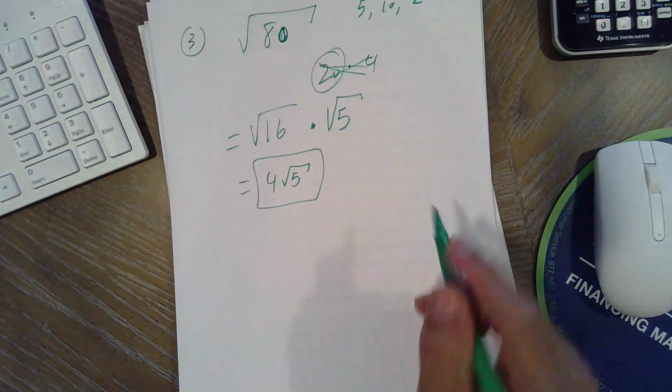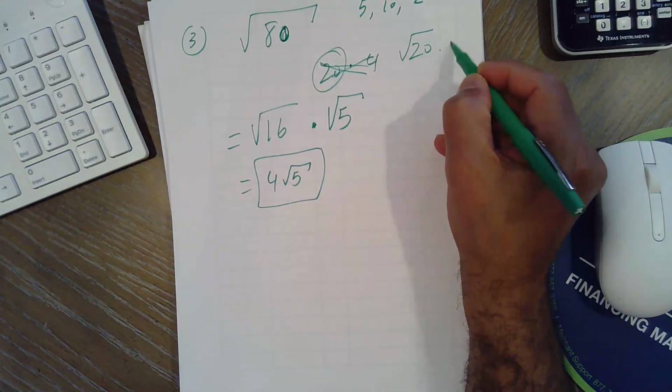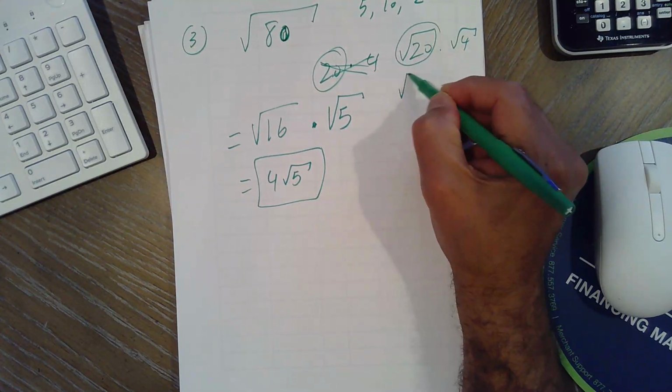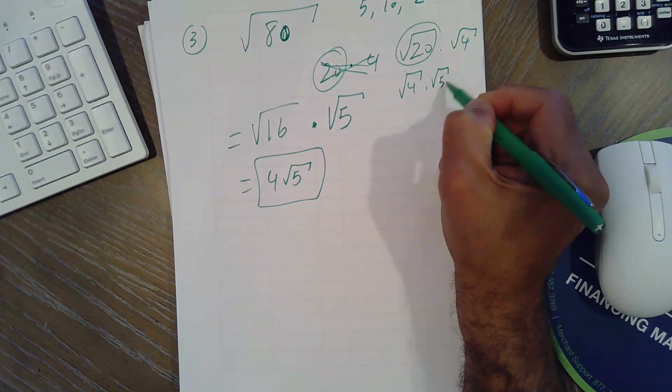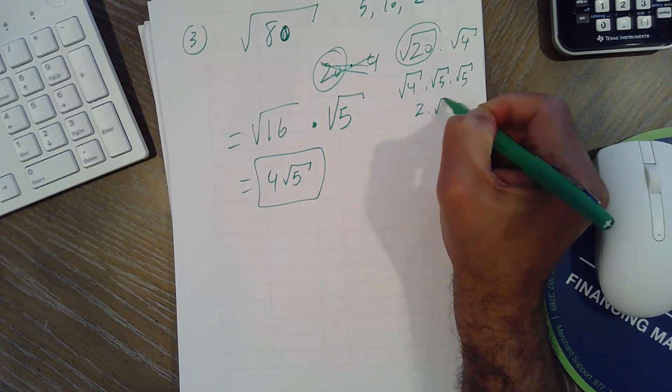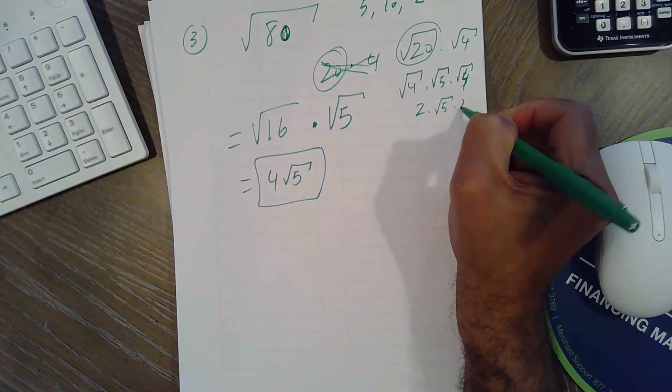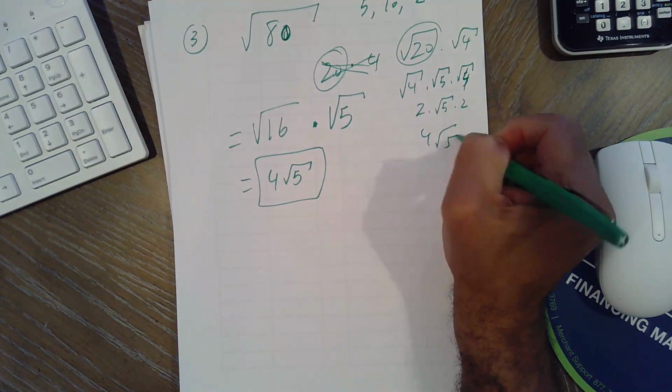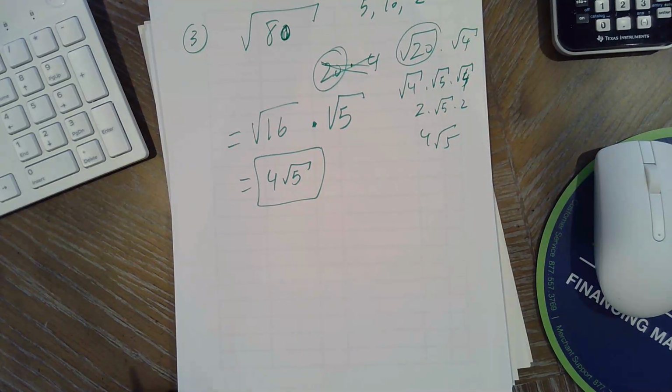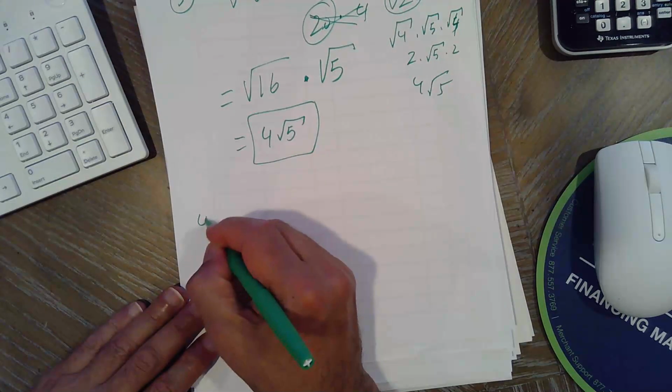This is a shortcut. If you do 20 times 4, it's going to work eventually. This is also 4 times 5. It's going to be 2 times √5 times 2, which is 4√5. It's more work though. Okay, let's try it with cube root.